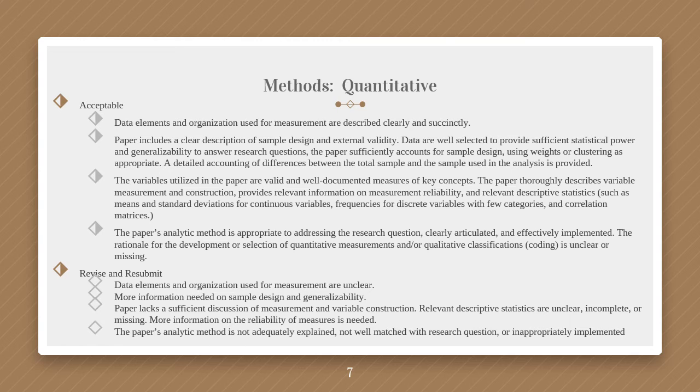You'll also provide relevant descriptive statistics such as means and standard deviations for continuous variables, frequencies for discrete variables with few categories, and correlation matrices, especially if you're going to be running more complex statistics. You also are going to be sure that your analytic method is appropriate to addressing the research question. It's clearly articulated and effectively implemented. So you'll provide a rationale for the development or selection of the quantitative measures. And if you've used any qualitative classification and coding, you want to make sure that it's all present and it's clear.